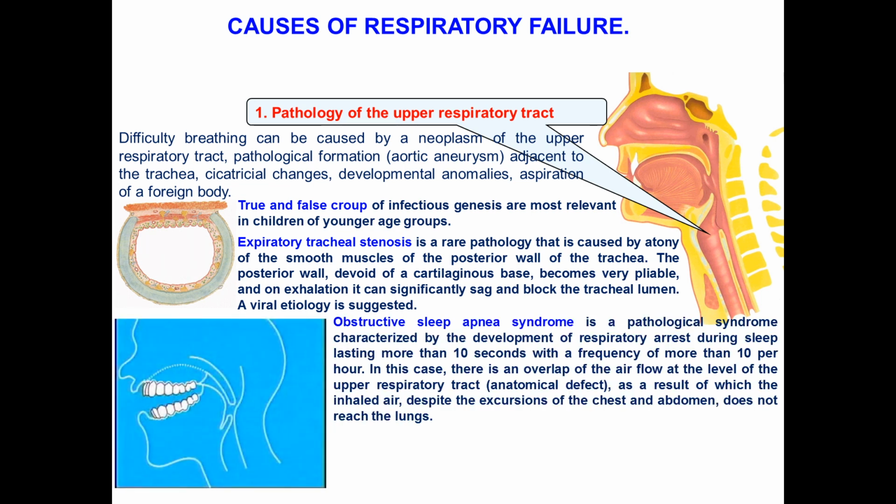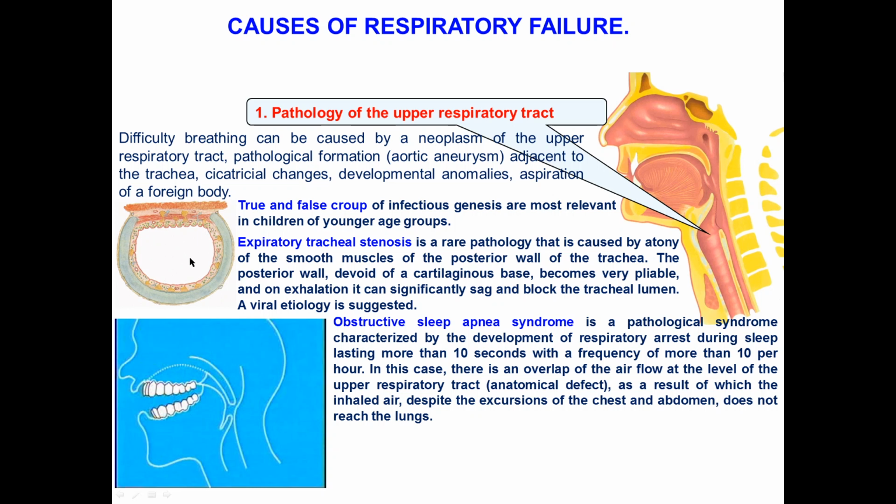Also, expiratory tracheal stenosis is a rare pathology that is caused by atony of the smooth muscle of the posterior wall of the trachea. The posterior wall, devoid of a cartilaginous base, becomes very pliable, and on exhalation it can significantly sag and block the tracheal lumen.